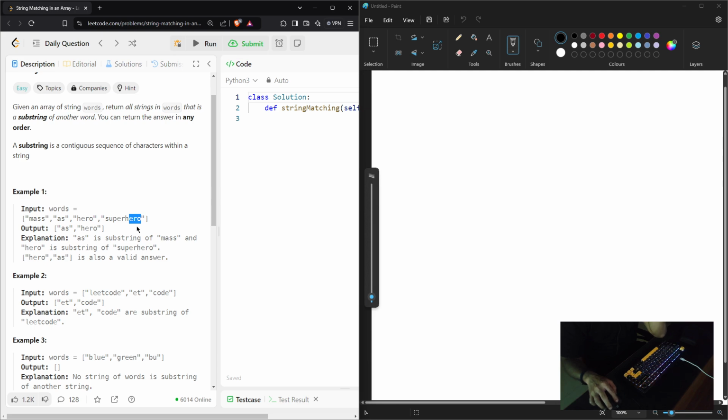So if I ask you for this result, what is the count of AS that we have in this list? There's one count of AS here and one here in the middle. That's why it's the substring in the middle. Same with hero as well. One count here and the other count here. It could have been more examples as well, but in this case it's here.